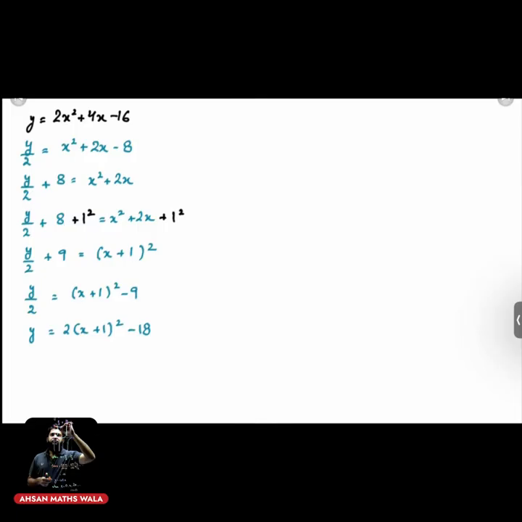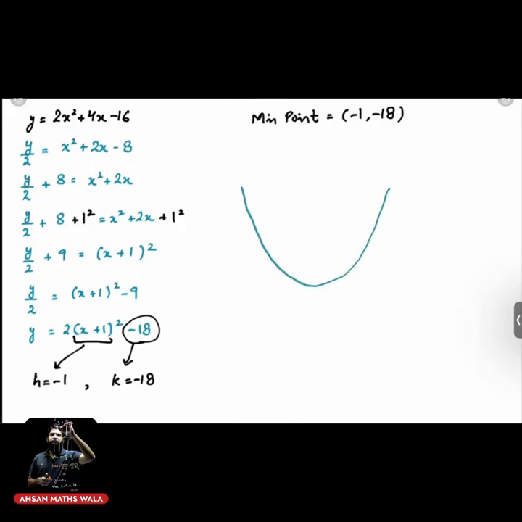ओके, now whatever value comes out with x, that should be the h value, that is -1. और जो अलग से लिखी होती है, that is the k value, that is -18. तो we have the minimum point with us, that is (-1, -18). Okay, so if I want to sketch it, it will be like this. So it will be like this.